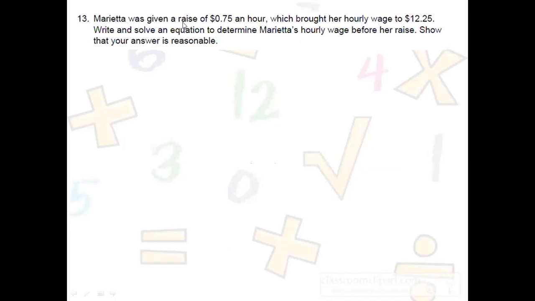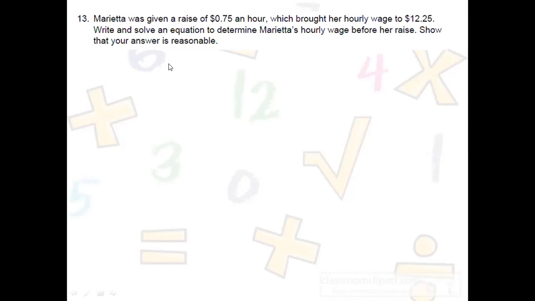Raise means her salary, or the money she was earning, went up. They increased it by $0.75 an hour, which brought her hourly wage to 12.25. Now, after the increase, it became 12.25. Write and solve an equation to determine Marietta's hourly wage before her raise.